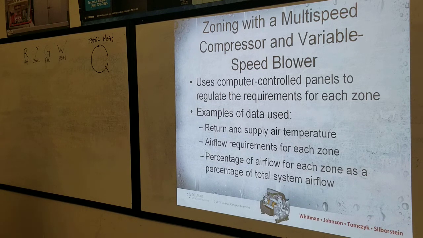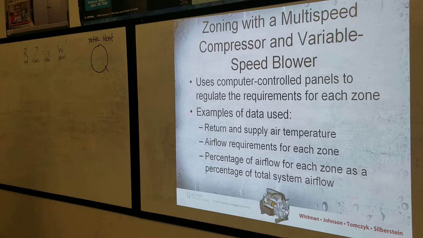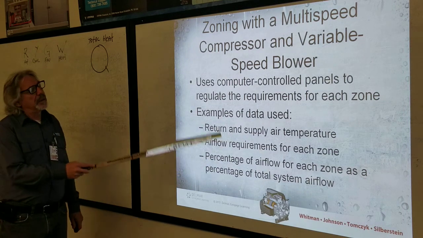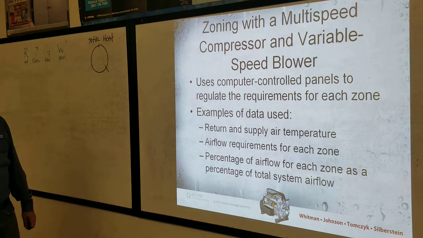Let's not all read at once. Zoning with a multiple speed compressor and a variable speed blower uses computer controlled panels to regulate the requirements for each zone. Example of data usage: return and supply air temperature, airflow requirements for each zone, and percentage of airflow for each zone as a percentage of total system airflow. Okay, so these are just all inputs that the control panel is going to see.